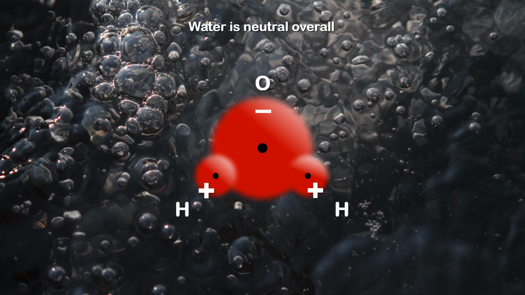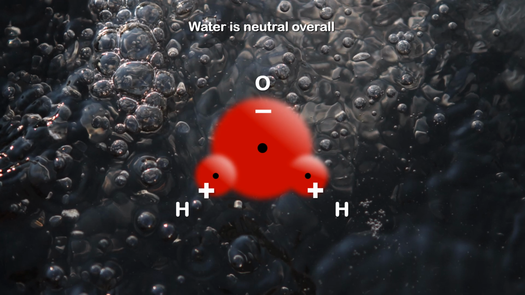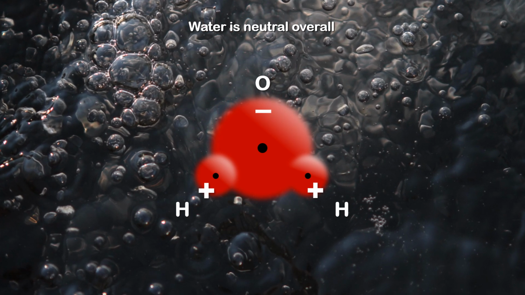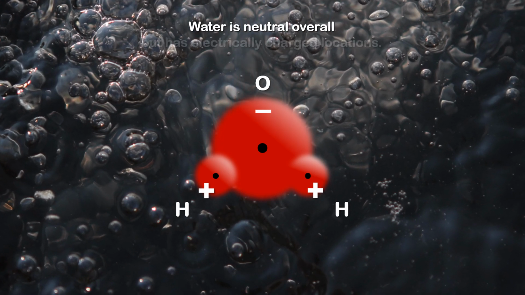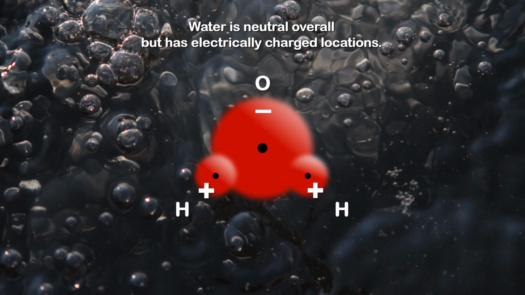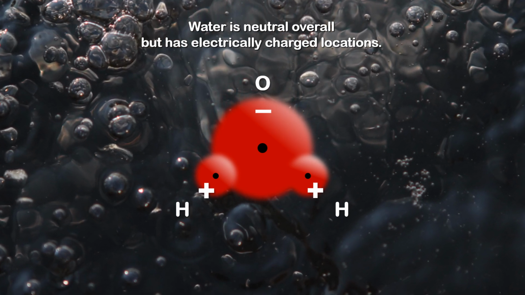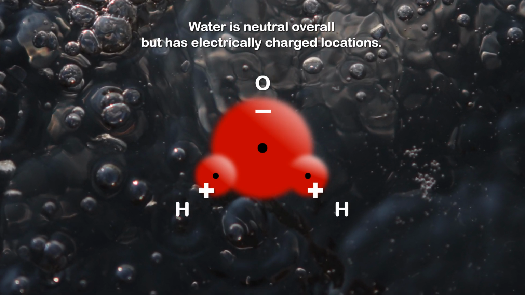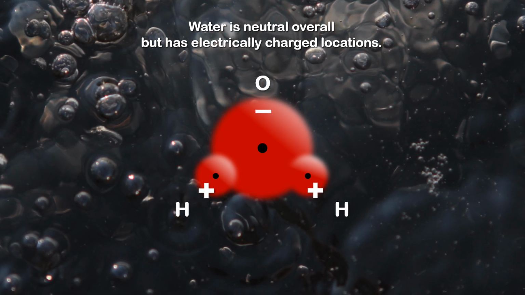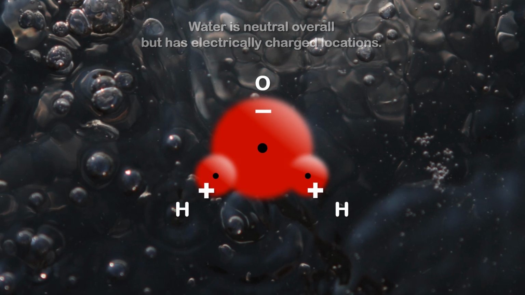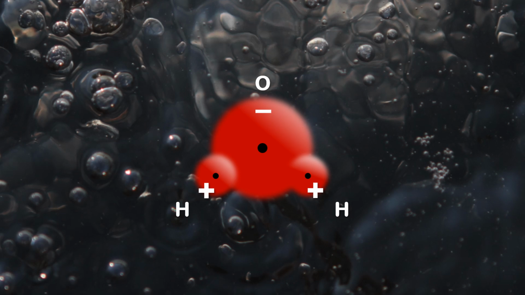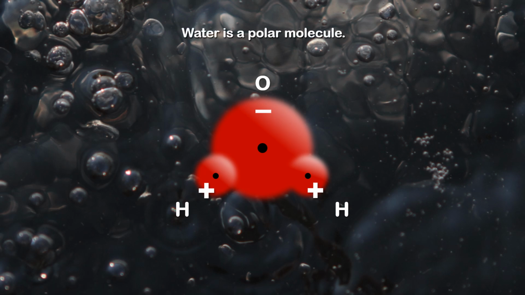Water is neutral overall because no electrons are lost or gained when its neutral atoms come together, but every water molecule has electrically charged locations, negative at the oxygen end and positive at the hydrogen ends. And this is because the distribution of electrical charge is no longer symmetrical. Molecules that are electrically neutral overall but have separated plus and minus charged regions are called polar. Water is a polar molecule.